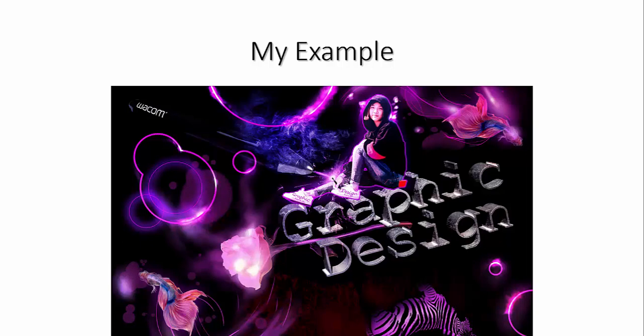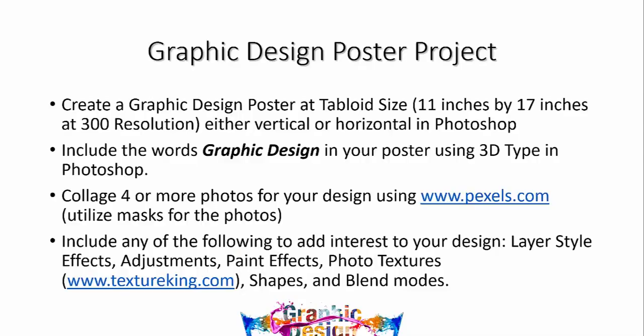Here's my example. Again, the idea here is that you are creating a poster that demonstrates the possibilities of graphic design. So you want to collage images, you want to create 3D type, you want to add some cool lighting effects and adjustments and so forth. So basically, here's the criteria for the poster. Create a graphic design poster at tabloid size. That's 11 inches by 17 inches at 300 resolution.